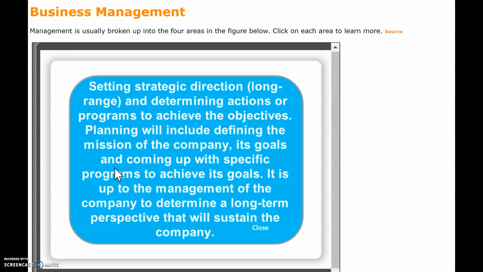Planning. Setting strategic direction, long range, and determining actions or programs to achieve the objectives. Planning will include defining the mission of the company, its goals, and coming up with specific programs to achieve its goals. It is up to the management of the company to determine a long-term perspective that will sustain the company.